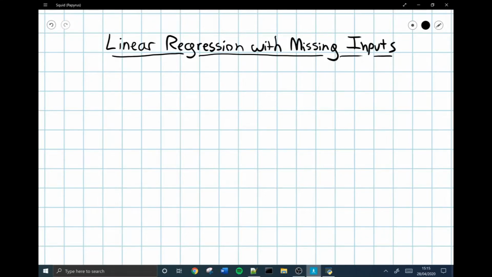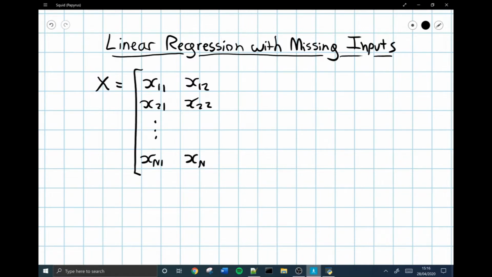So in our first video about the EM algorithm, one of the contextual examples that we looked at was linear regression with missing inputs. So we're going to revisit this now. Let's say we have some two-dimensional inputs, x. We've got x1 first component, x1 second component, x2 first component, x2 second component, down to xn first and second components.